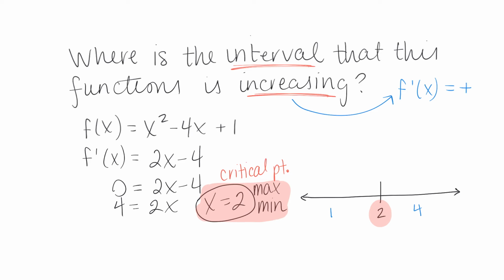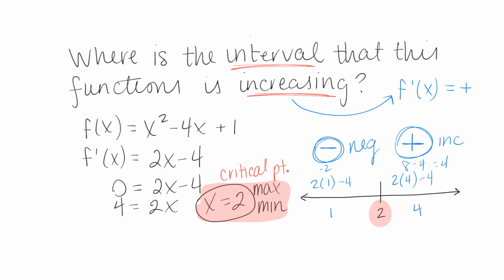And I'm going to plug them into my derivative, not into my original function. That would give me a coordinate. I don't want a coordinate. I want to know about slope. So if I plug in 4, if I say 2 times 4 minus 4, I get 8 minus 4 is 4. And that is a positive number. So therefore, my function is increasing on this side. And if I plug the 1 into my derivative, I get 2 times 1 minus 4. So 2 minus 4 is negative 2. So this is a negative number.